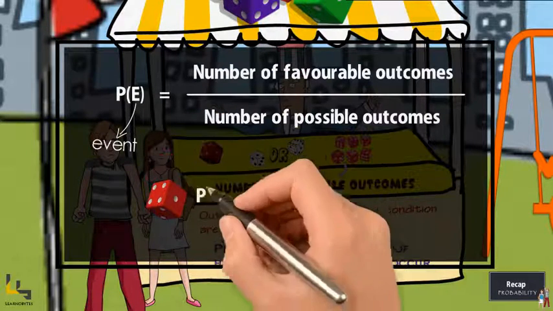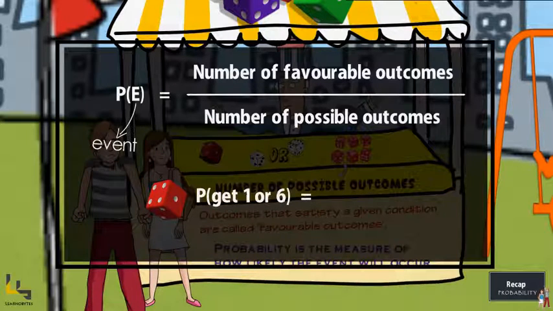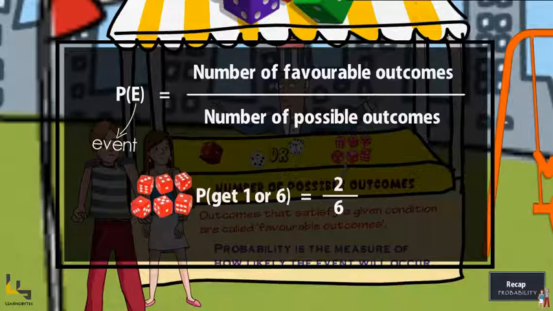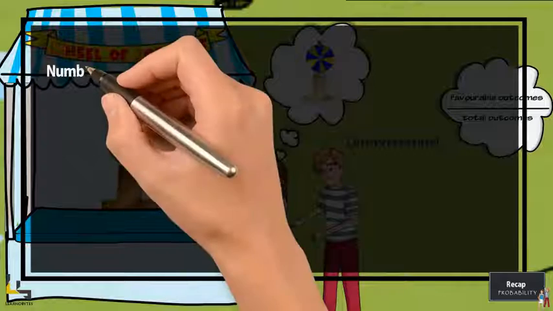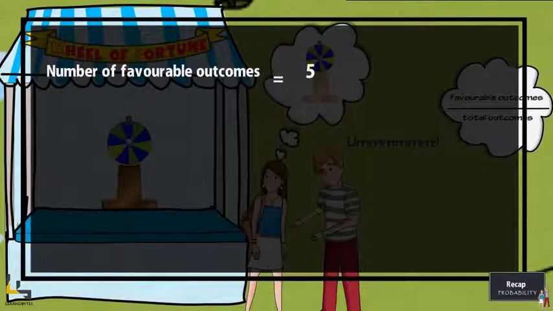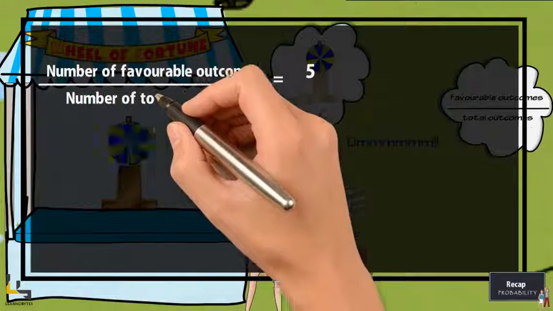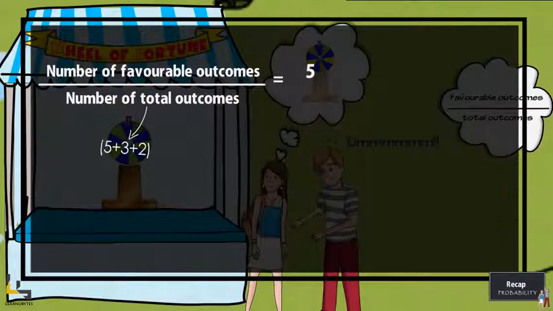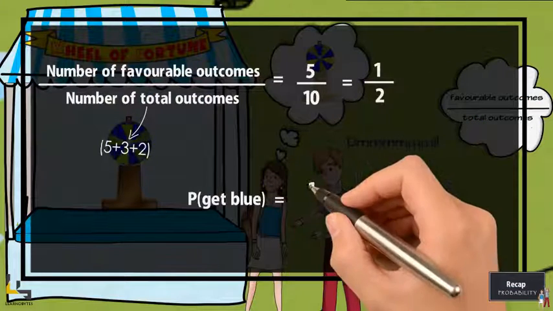The probability of getting a 1 or 6 when rolling the die is 2 by 6, as the number of favorable outcomes is 2 and the number of total outcomes is 6. Similarly, the probability of getting a blue in a wheel with 5 blues, 3 greens and 2 yellows is 5 by 10 or 1 by 2.